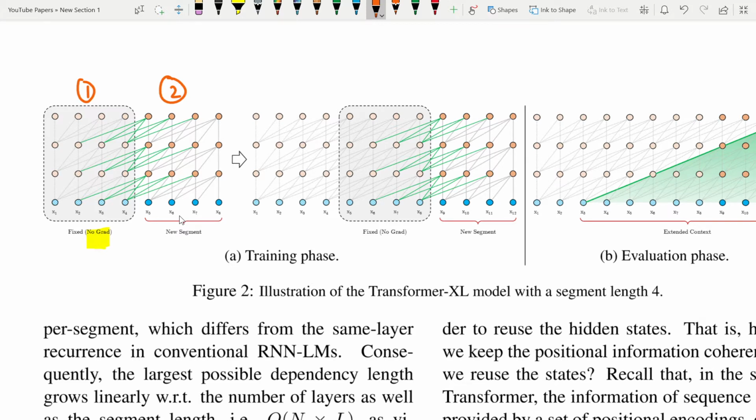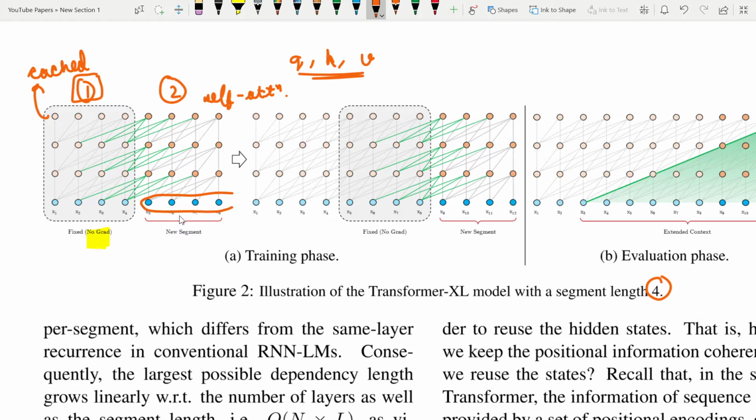It has the same sequence length, mind you. However, the main advantage over here is that once this first segment is learnt, these are cached. So these hidden states are stored. After that, these hidden states will be used in the self attention mechanism. If you recall, there is a query, key, and value vectors, these three vectors. Queries come from here for the second segment, of course. Keys and values come from both the segments.